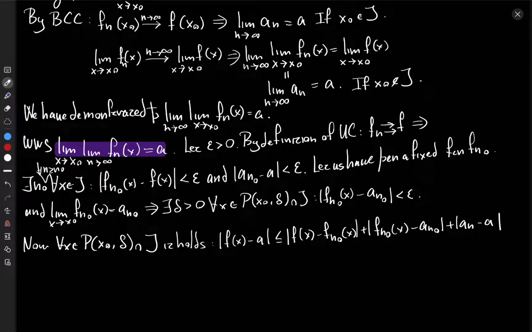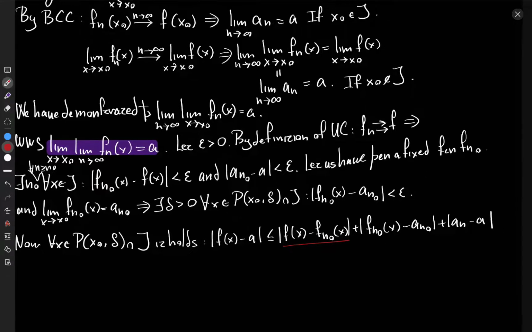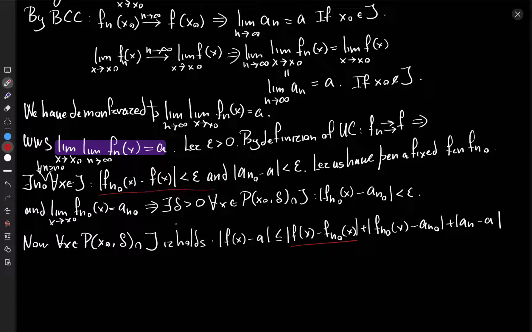So, for example, this term we have right here. This term, we have it straight over here. And finally, this term, we have right here. So altogether, this is smaller or equal to 3 epsilon, because each one individually we know is strictly smaller than epsilon. So altogether they are strictly smaller than 3 epsilon.